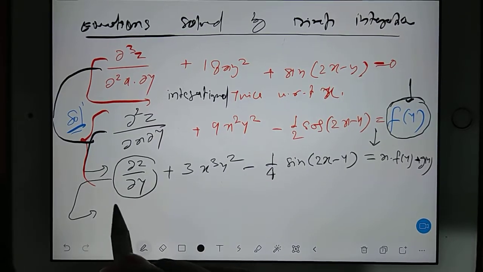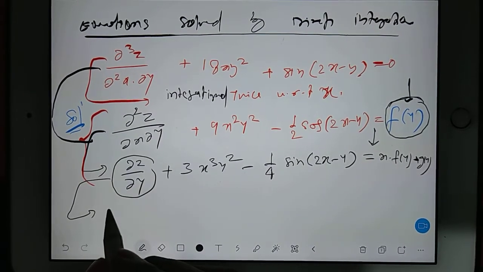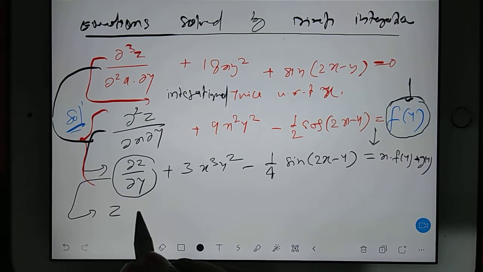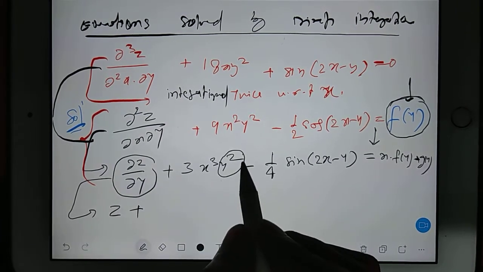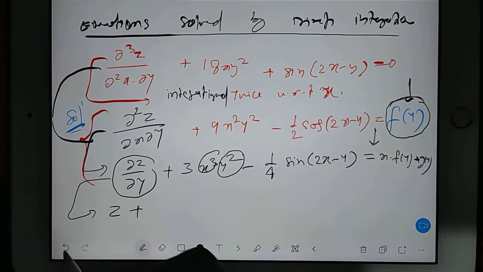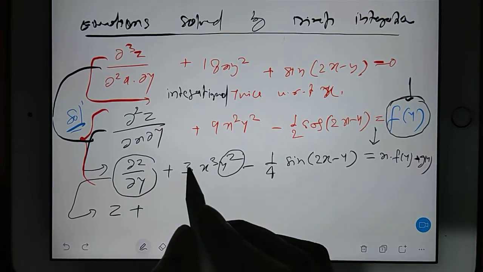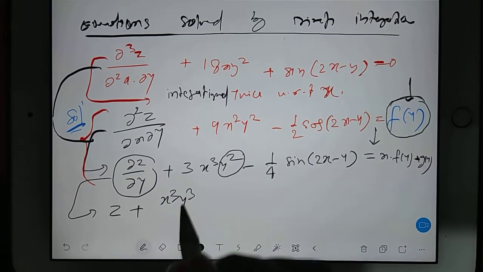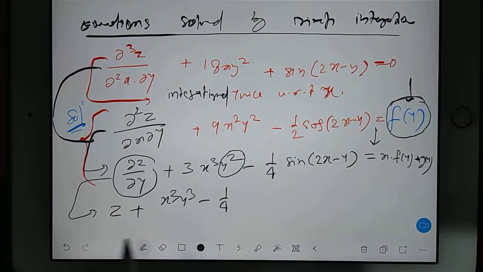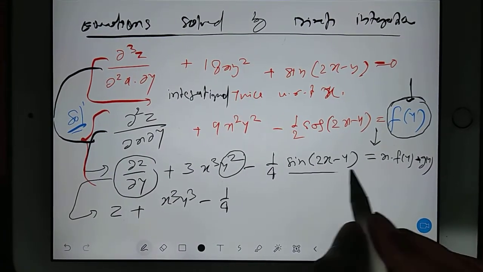Here you integrate for y. When you integrate for y, automatically z will come here, and this part will be y³/3. Don't touch this part. So y³/3 will come, so 3 will get cancelled, and x³y³ will come. Now minus 1/4. Now you understand, sin(2x − y) is there.